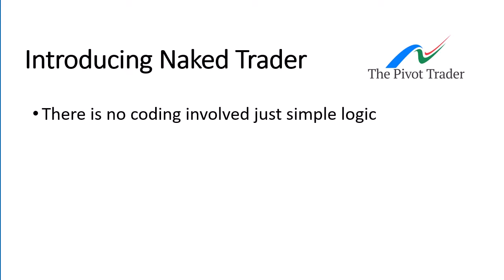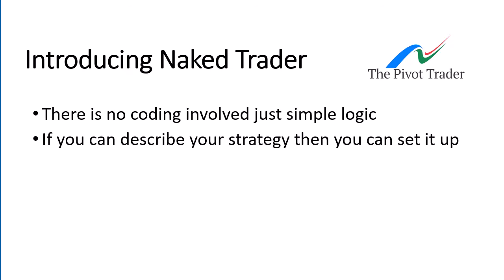There's no coding involved, so you're not actually writing code, you're just using simple logic. So I'm going to show you and demonstrate it. When you write down your strategy, you'll have effectively simple logic. You'll have some rules, and all you're doing is putting together the basic core rules of your strategy and writing it down, but you're just doing it by choosing from a pick list. Basically, if you can describe your strategy, you can set it up on here.